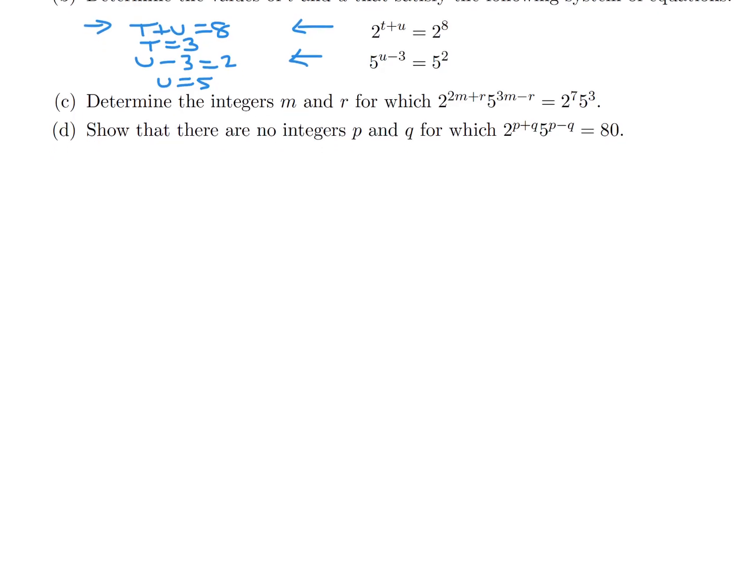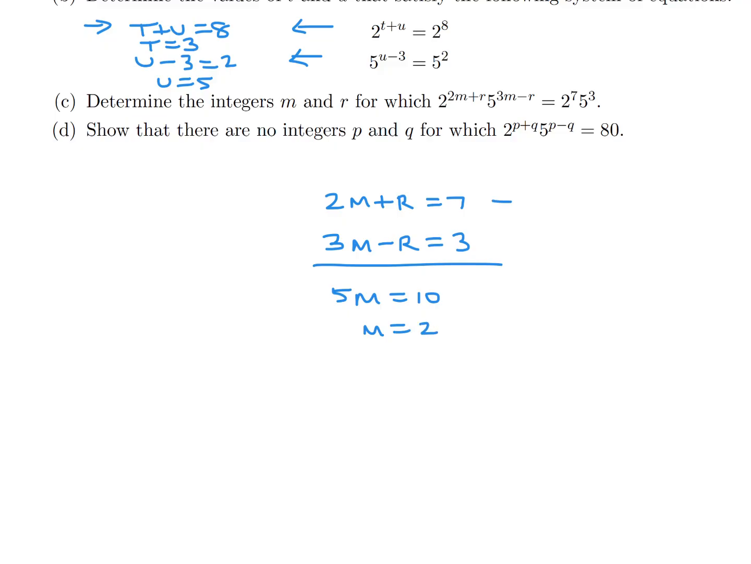Determine the integers m and r for which this whole thing holds. Okay, so that means 2m plus r is 7. And the other one here is 3m minus r is 3. So I guess we have to solve this system of equations. Add these two, and we get 5m is equal to 10, and therefore m is 2. Then sub m equals 2 into either one of those, and you get 2 times 2 plus r is 7. So therefore r would be 7 minus 4, which is 3. m is 2, r is 3.